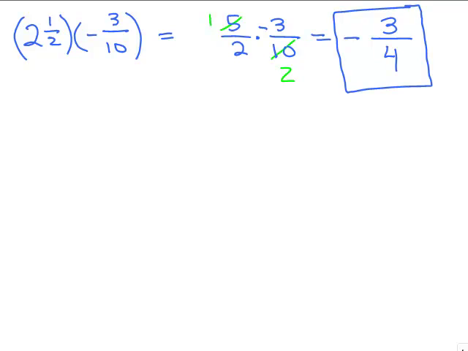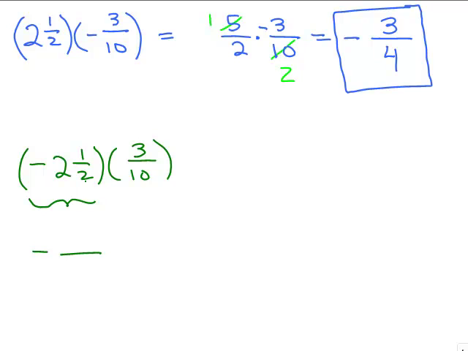Now, I want to point out something important. What if this problem had been negative 2 and 1/2 times positive 3/10? As it turns out, the answer is exactly the same, because you're still doing a negative times a positive, and you're still doing 2 and 1/2 times 3/10. What I want you to do is make sure you realize how you change a negative mixed number. The minus sign just stays out in front, and you still do 2 times 2 plus 1, giving negative 5 halves. So that is how to write a negative mixed number. This is a common mistake that you want to avoid.